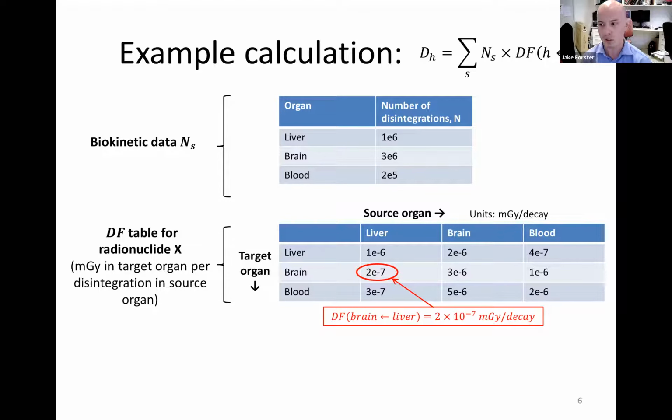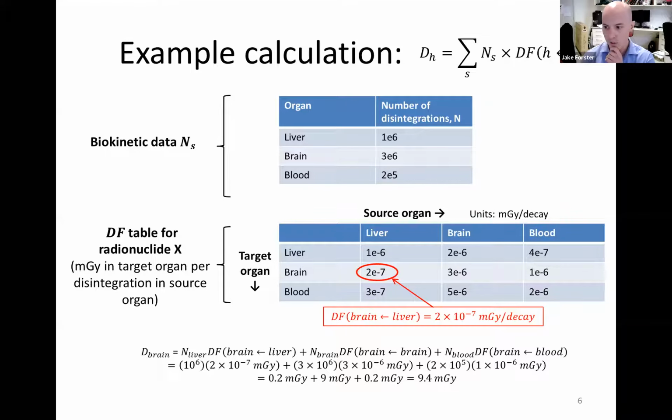So what I'd like you to do is to calculate the absorbed dose to the brain. So maybe just think about how you would do that. And if you're on YouTube or you're looking at a recording, pause it and have a go. So this is the answer down here. We look at the 3 different source organs, including the brain itself. And again, it's just a simple multiplication between the number of disintegrations in the source organ by the dose factor for the target organ from that source organ.